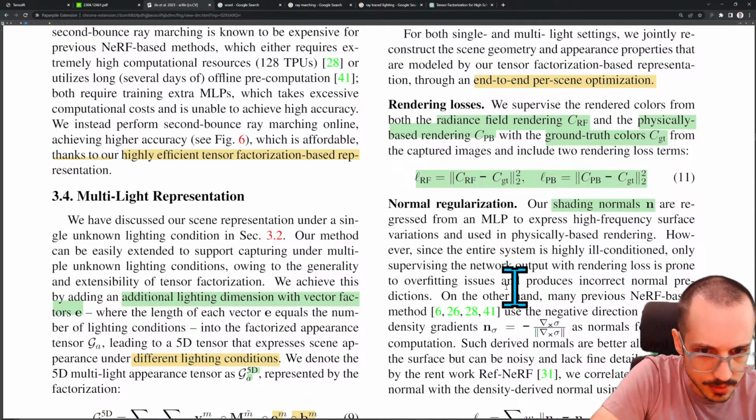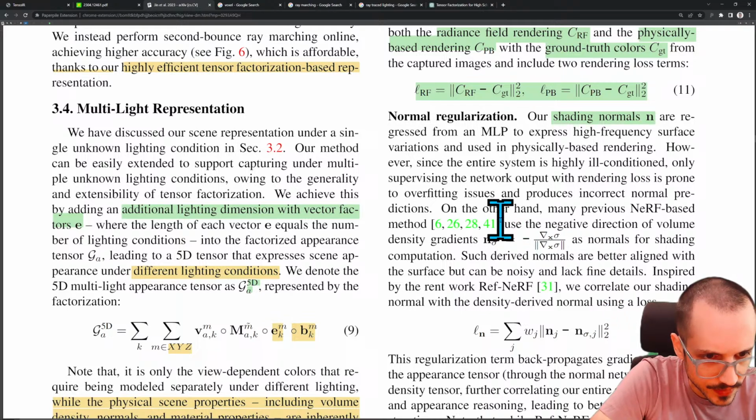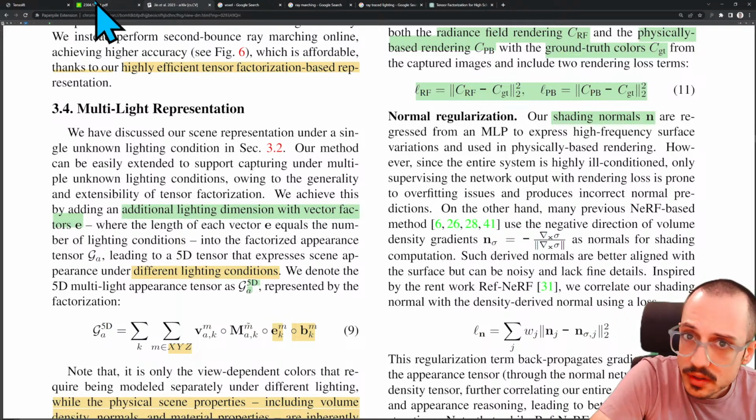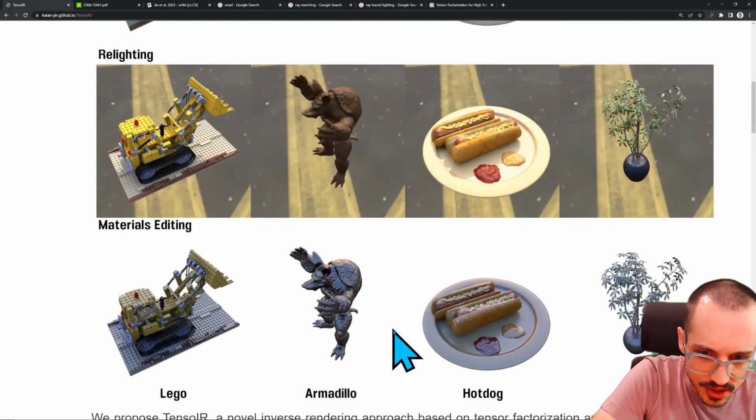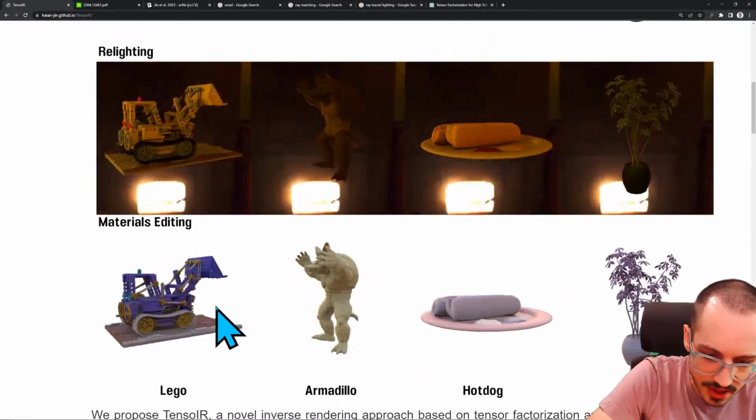However, since the system only supervising the network output with rendering loss is prone to overfitting, use the negative direction of volume density gradients as normals for shading. Yeah, so you need to know what the actual normal direction is, right? In these cases, you do have the ground truth Lego for this. So you do have the normal vectors that are ground truth.